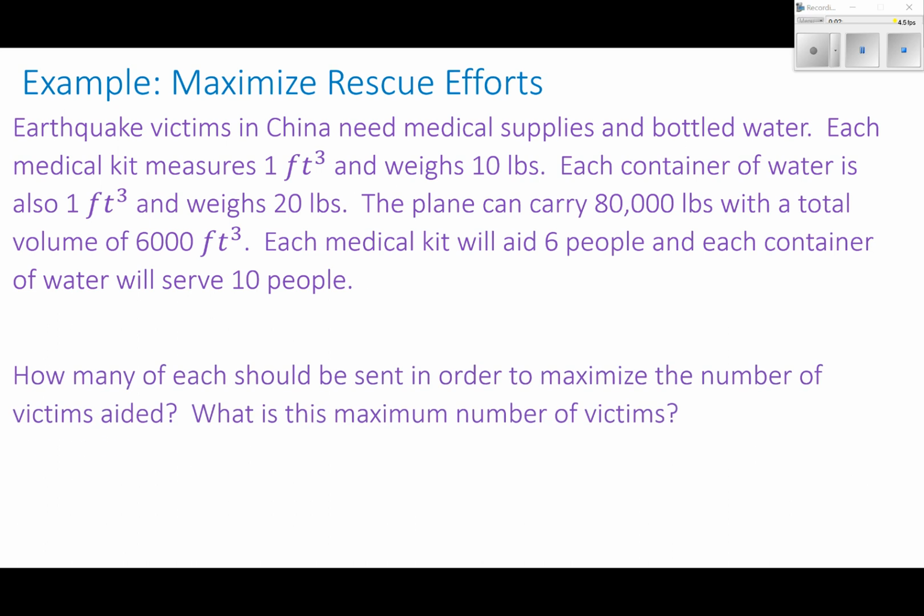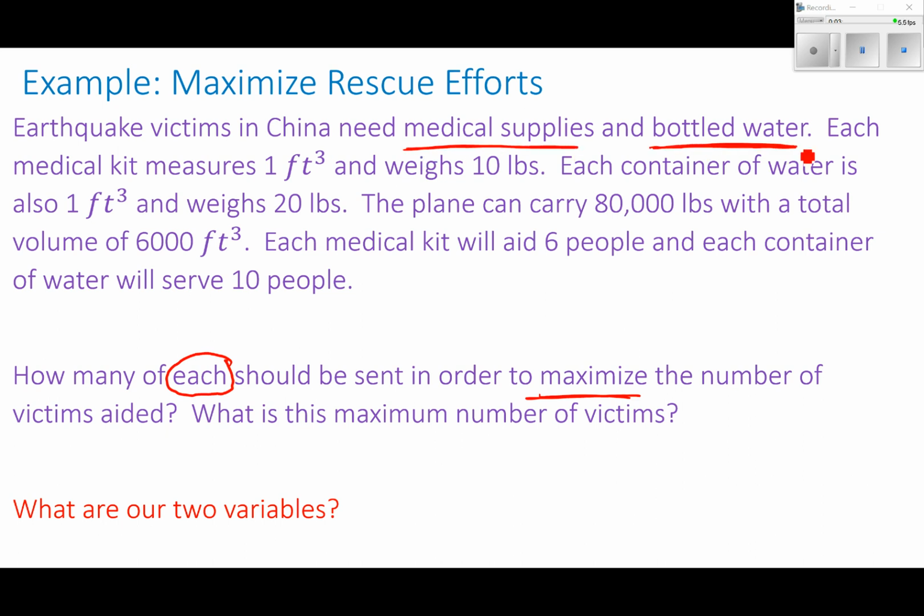Ultimately, we're trying to figure out how many of each, so this each is a key word here, should be sent in order to maximize, so we're trying to find the maximum value, the number of victims aided. All right, number for each, and then also what is this maximum number of victims? So the first thing, when it says how many of each, those are our variables. So the each that we're working with are medical supplies and bottled water. Those are the two variables that we are working with.